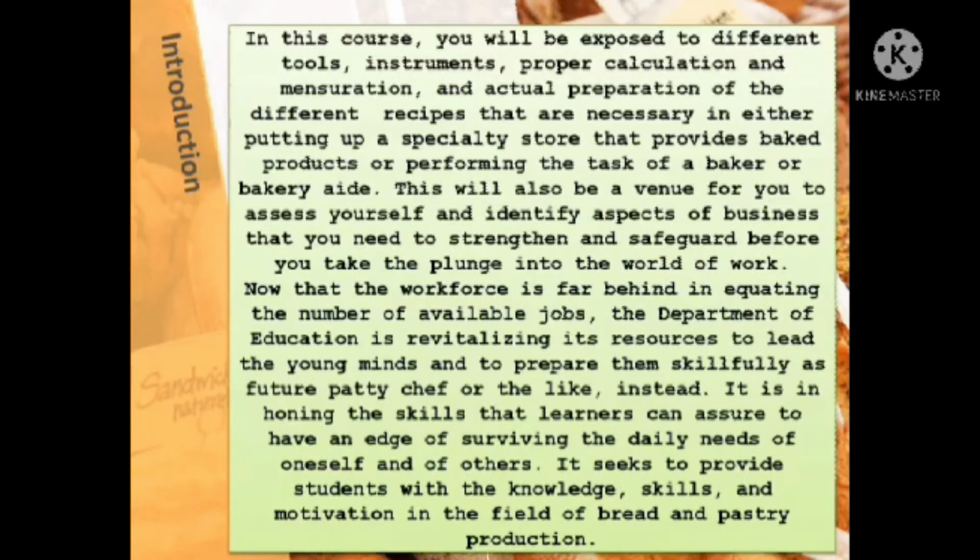Now that the workforce is far behind in equating the number of available jobs, the Department of Education is revitalizing its resources to lead the young minds and to prepare them skillfully as future pastry chefs or the like instead. It is in owning the skills that learners can assure to have an edge of surviving the daily needs of oneself and of others. It seeks to provide students with the knowledge, skills, and motivation in the field of bread and pastry production.